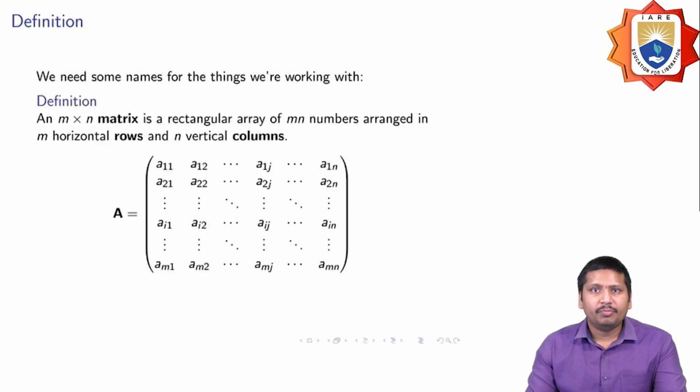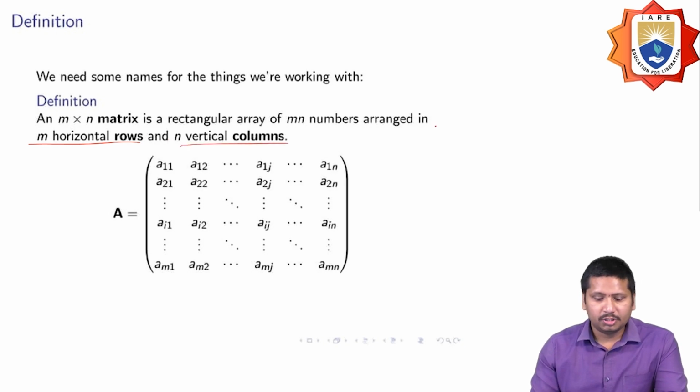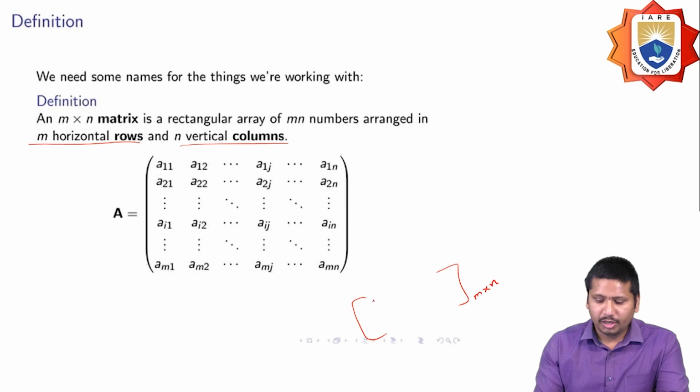So the exact definition is that an m by n matrix is a rectangular array of mn numbers, arranged in m horizontal rows and n vertical columns. So the definition may be a rectangular matrix of size m by n, which is arranged in the form of rows and then columns.